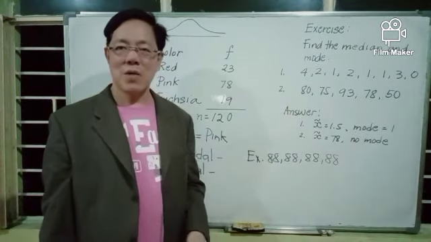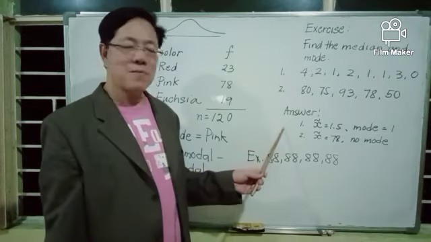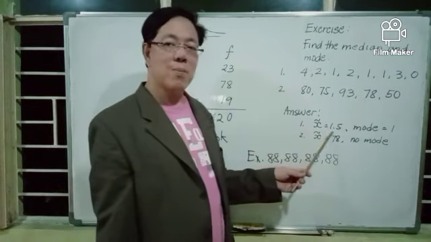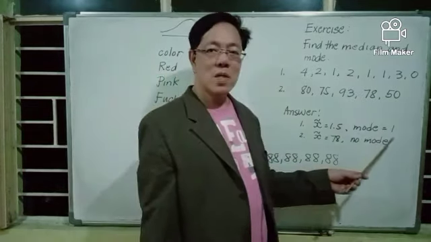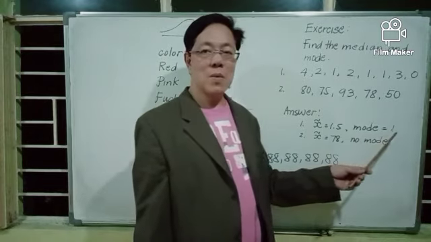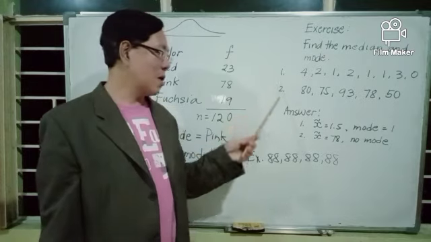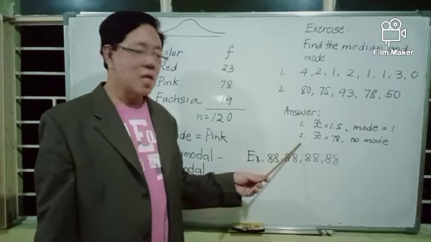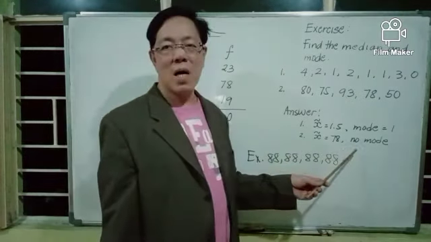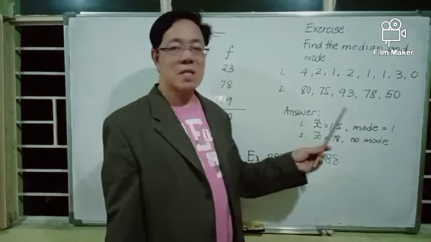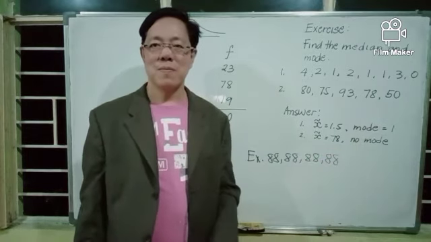And for you to check your answers, I give you the answers. For number 1, the median is 1.5 and the mode is 1. There is only one mode, so we say this set of scores is unimodal. For number 2, the median is 78, but the set of data has no mode.